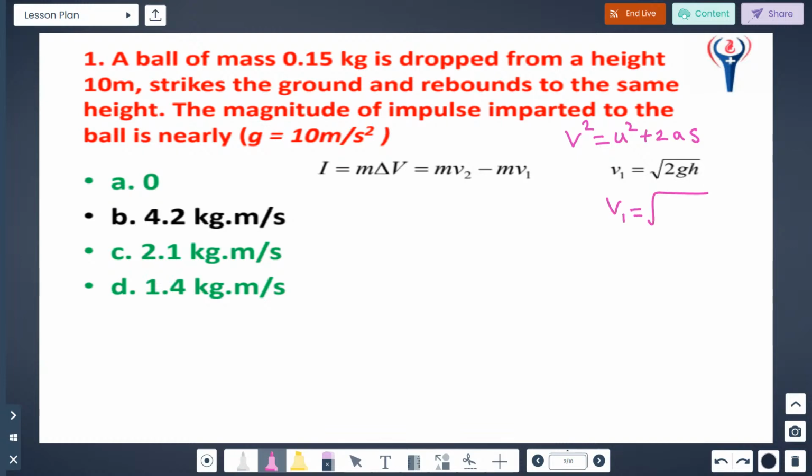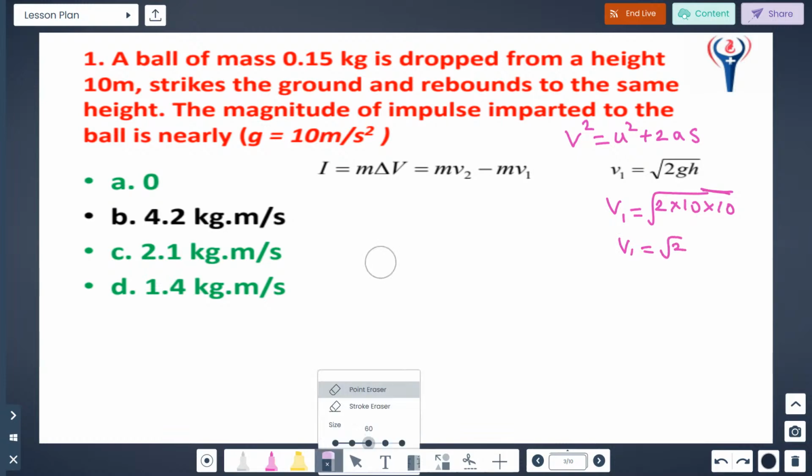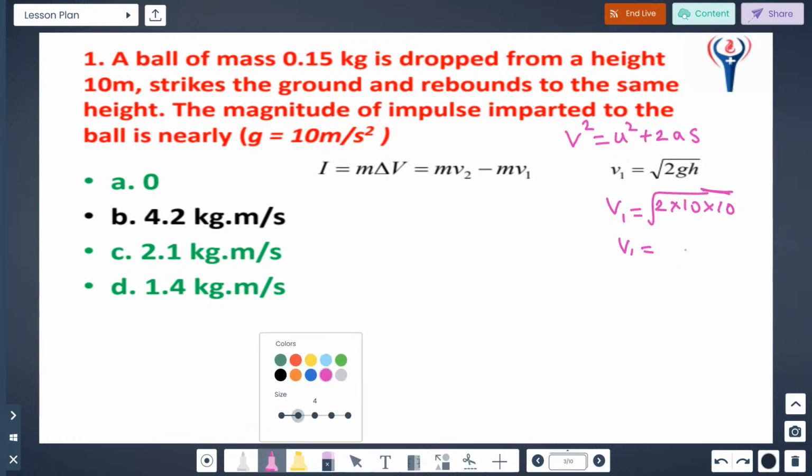square root of 2 into g, g is given 10, 10 into h. What's the value of h? H also 10. And 10 into 10, 100, that square root is 10. Therefore, v1 equal to root 2 into 10, or 10 root 2. Better to write 10 root 2 meter per second.